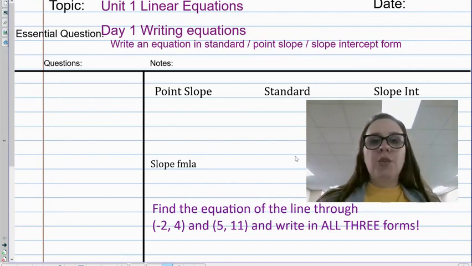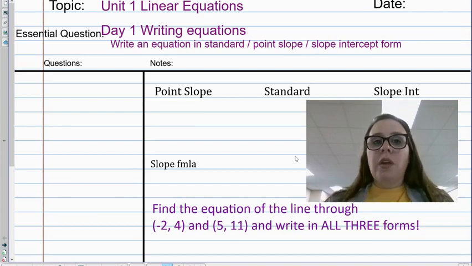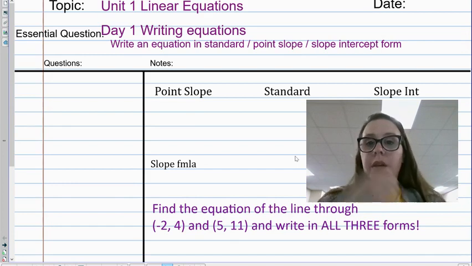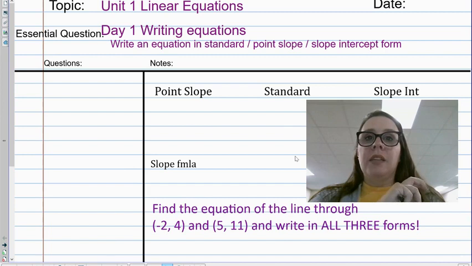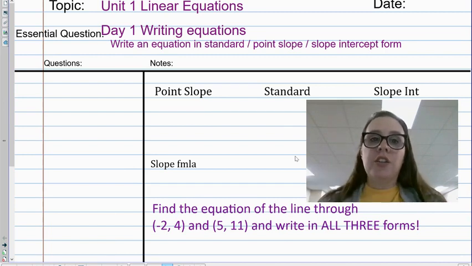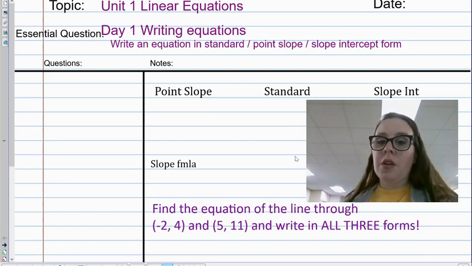Hopefully you talked yesterday, or even today, with Ms. Harrod or myself or Ms. Delmont, and they talked about taking good notes. So at the top of your notebook, you're going to need to write, this is our unit 1, we're talking about linear equations. You're going to be writing equations in standard form, point slope form, and slope intercept form.